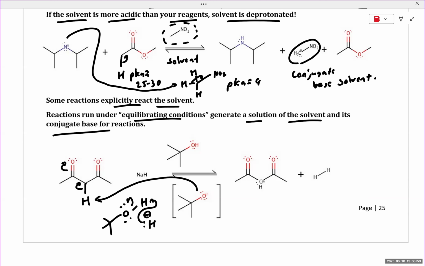The key thing I want you to take away with, the solvent must be considered, and the solvent can participate in acid-base reactions if your reagents are sufficiently basic or if your solvent is sufficiently acidic. So this concludes our lecture for chapter 2, and we'll continue on with future chapters in the next of this lecture video series.